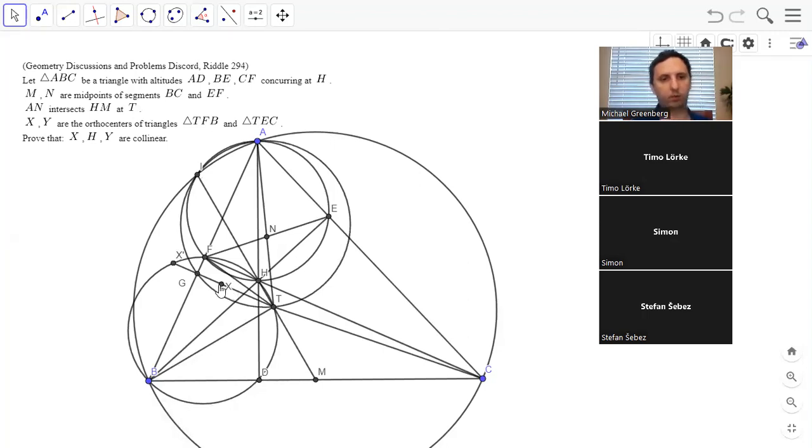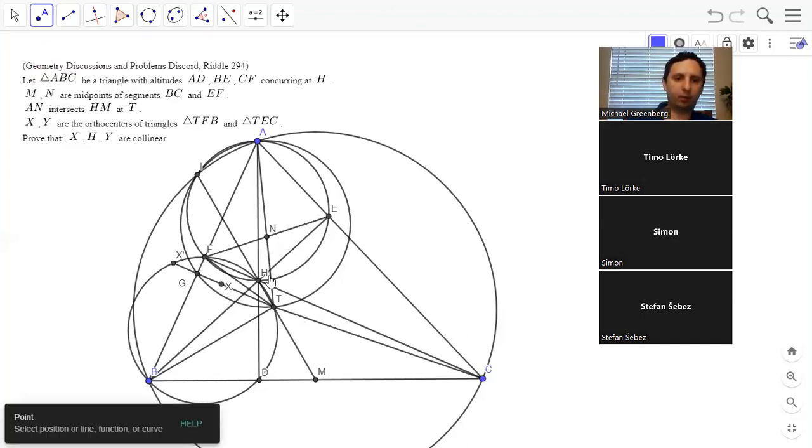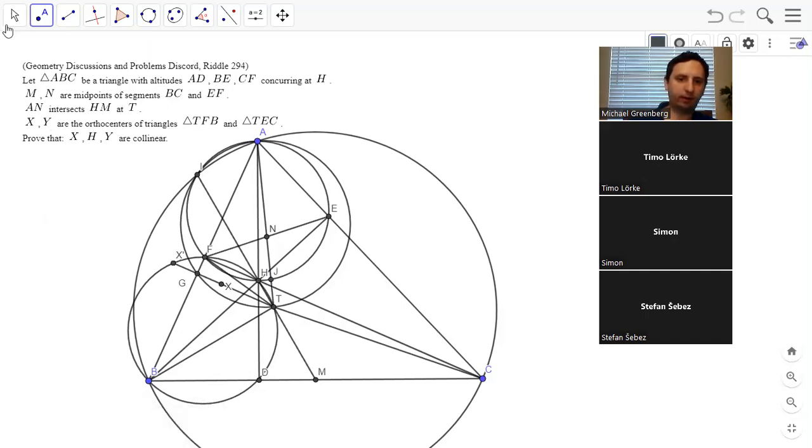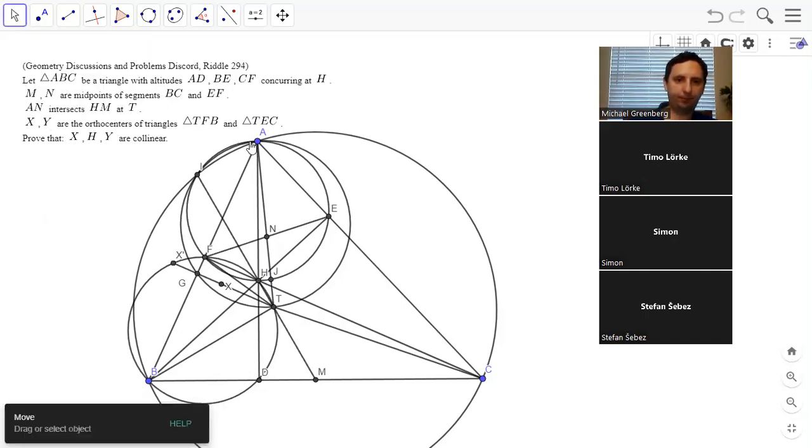So we want to use it. This is the orthocenter. Another way we could use it is that we know XG times TG is FG times GB. So basically we want to show that X, H, and this point J are collinear. That is correct.